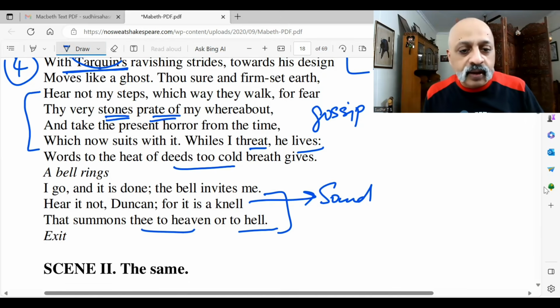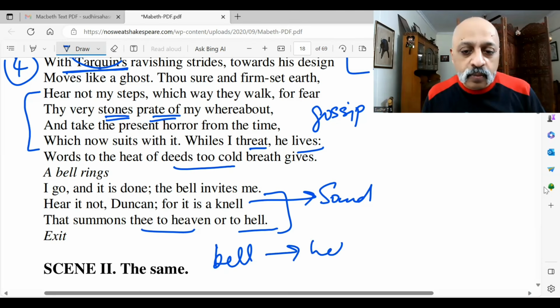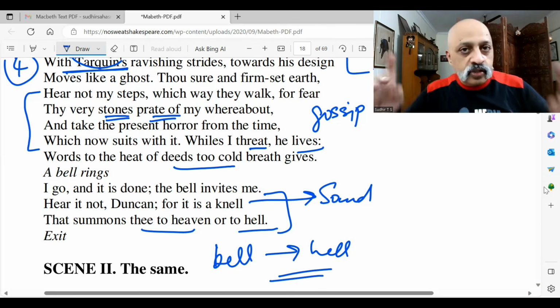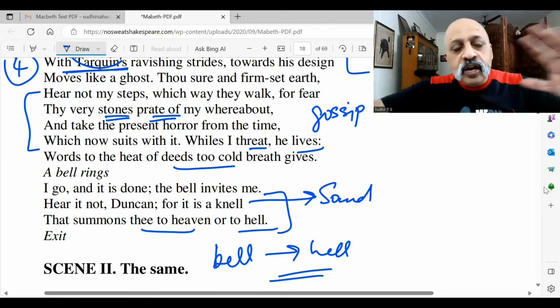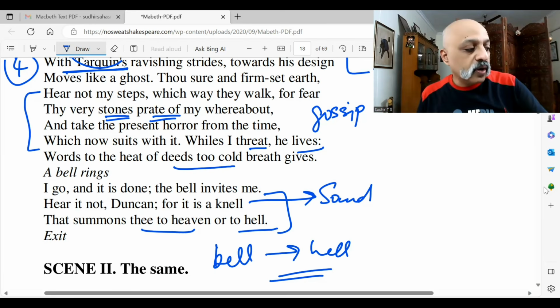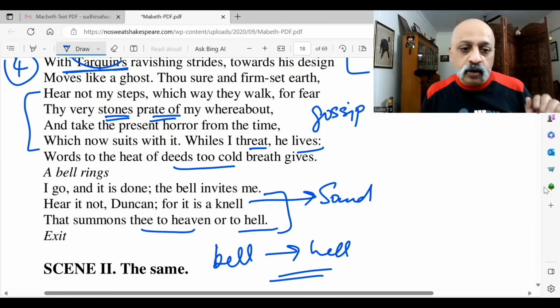And आप एक चीज और देखिए, Act 1 Scene 1 में क्या था? We were talking about, the sisters were talking, Act 1 Scene 3 वगैरह में भी they were talking in rhyme. Here he talks about bell and hell. So it's almost rhyming with how the witches were talking. So Macbeth is moving closer and closer to how the witches were in the earlier part of the play.